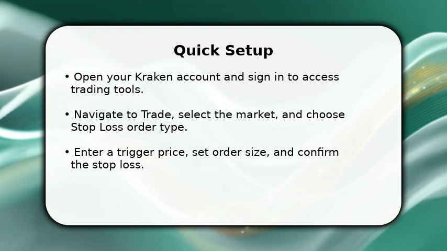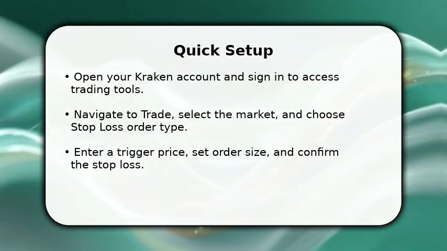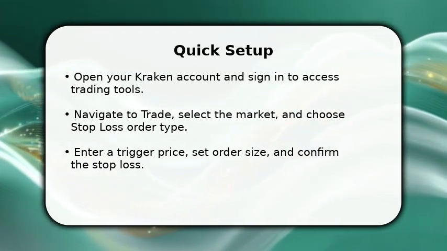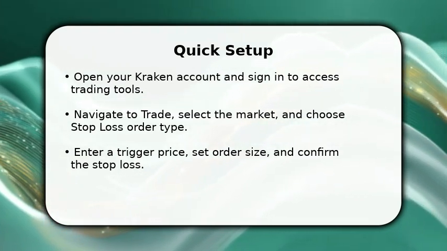In this video, I will explain how to set up a stop loss on Kraken, a full guide. Open your Kraken account and go to trade, then pick the market and choose stop loss. Enter a clear trigger price, choose the size, and confirm the order to protect your position.